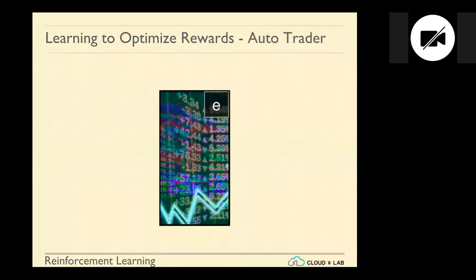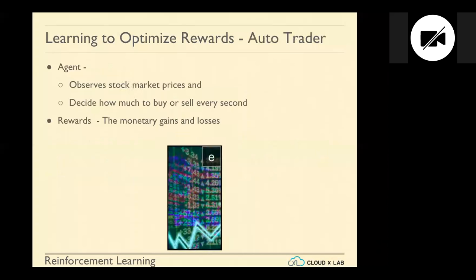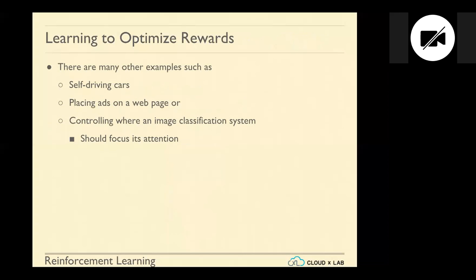There could be a system called AutoTrader, which keeps on looking at the stock market. That's the observation, and then it decides how much to buy and sell. The reward is the monetary gain, and the negative reward is the losses. There are many such examples, such as self-driving car, placing ads on a web page, or controlling where an image classification system should focus its attention, and so on. There are many such systems in which there is a continuous input and continuous actions.